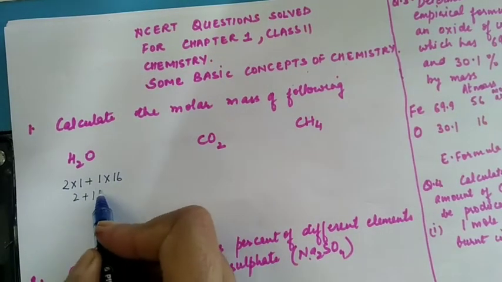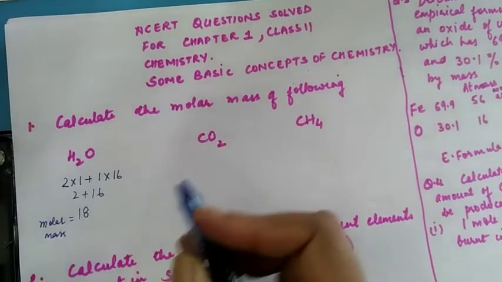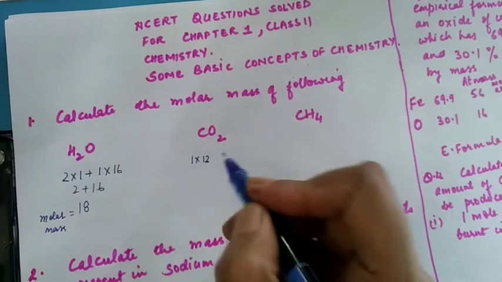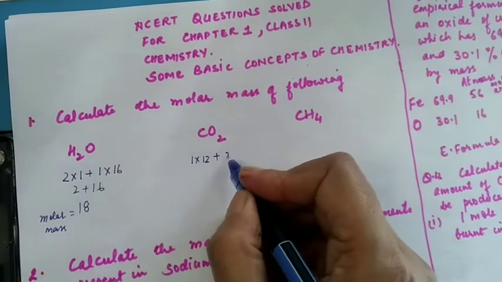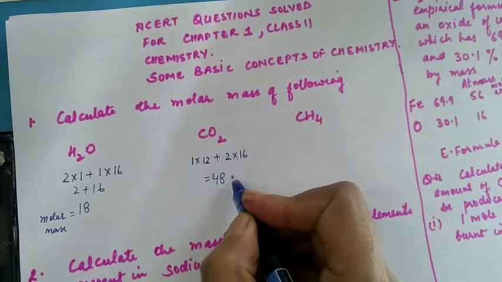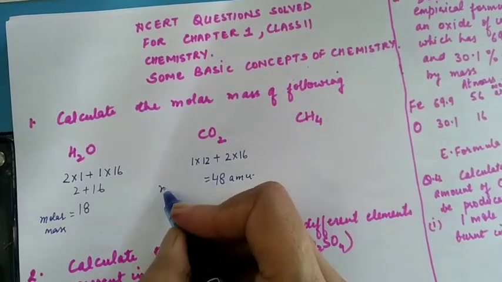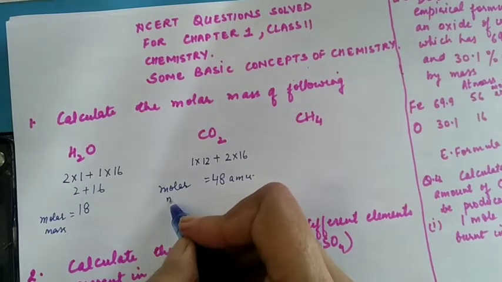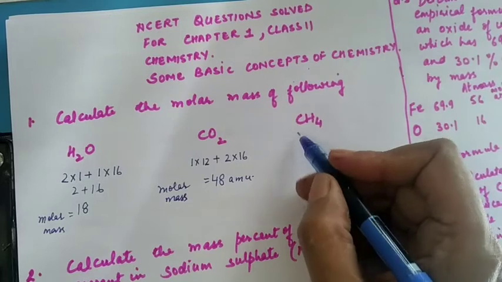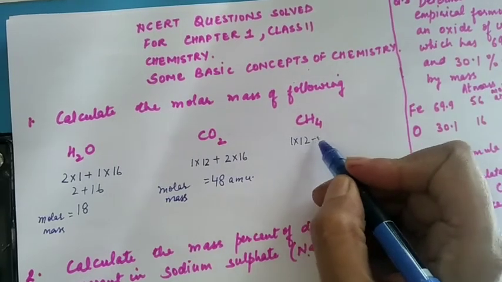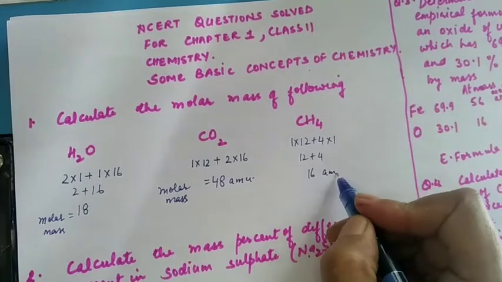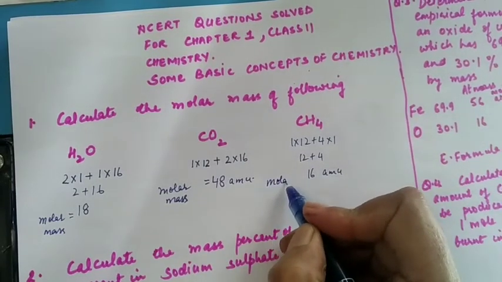So this comes to 18. Next is carbon dioxide. So 1 atom into atomic mass of carbon 12 plus 2 into atomic mass of oxygen 16, which is 44 atomic mass units. So this is the molar mass. Then for methane, 1 atom, 1 into 12 plus 4 into 1. This comes to 16 AMU. This is the molar mass.